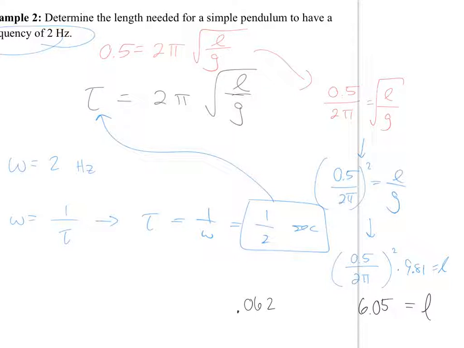Check your work real quick. Go through it again. Make sure your 2 pi is in parentheses. That's the common thing. Do 0.5 over 2 pi in parentheses, then square it, and then 9.81. And I think this is it right here, because I remember saying 6.2 centimeters afterward.